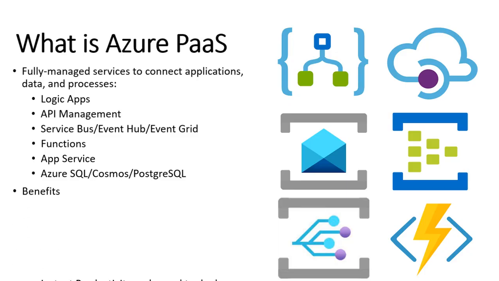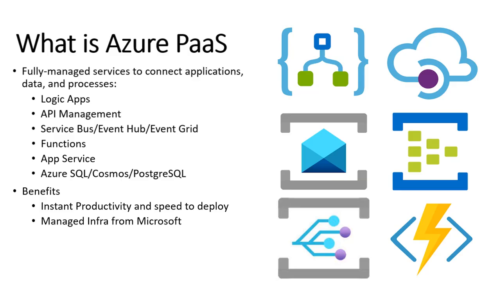What are the benefits of PaaS services? You've got instant productivity and speed to deploy, so you don't need to spin up infrastructure or build servers or deploy operating systems. It's there, it's ready to go. You've got your managed infra from Microsoft, as I said. So in the back end, Microsoft is managing all of the infrastructure, all of the networking for you once you define it. They're managing the backbone, all the servers. And it's also scaling and resilience. You've got instant scaling, instant resilience. You're not having to, again, provision more servers, join them to clusters, all that sort of thing. You've got full scaling and resilience there available to you.